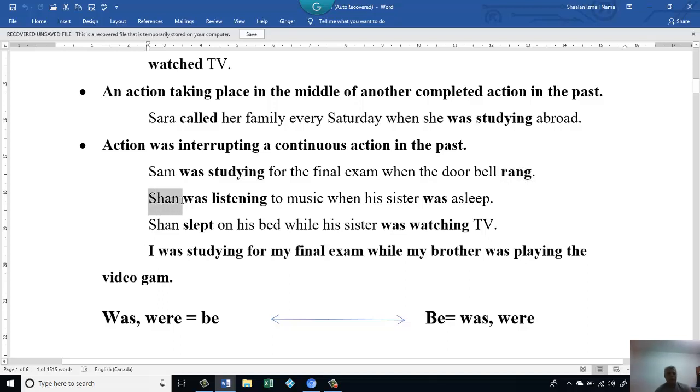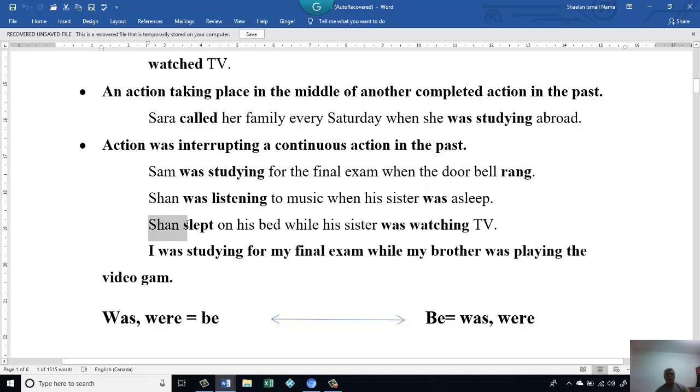Let's go to the second sentence. Shan was listening to music when his sister was asleep. Here we have two actions. One action is continuing for a period of time. There is another action, his sister, that interrupted, and therefore happened one time. But this one is continuing because we have was and then the ing form of the verb listen. We have listening, and this is also, we call it an auxiliary verb but it works as a main verb.